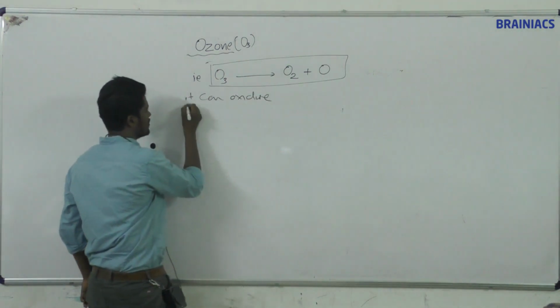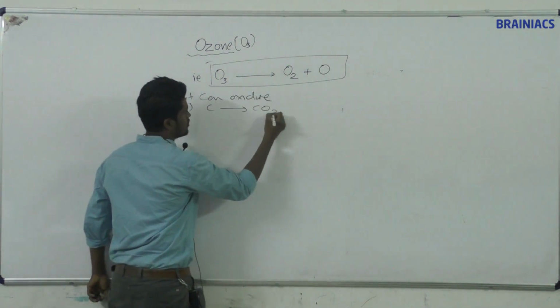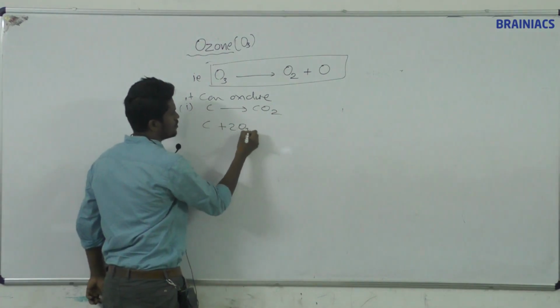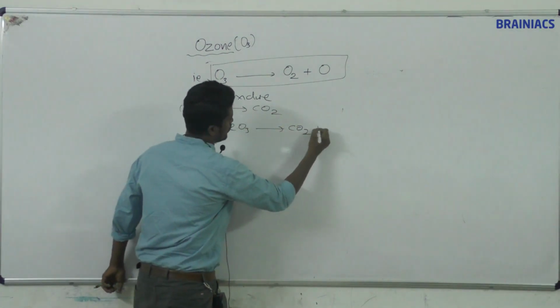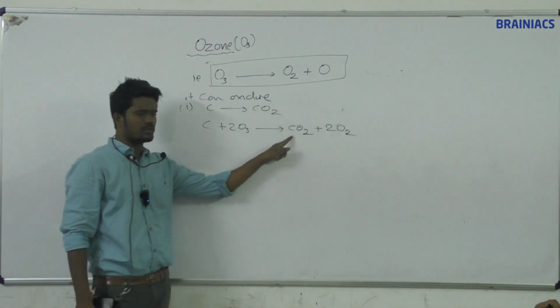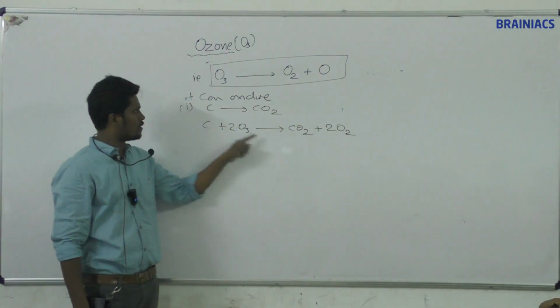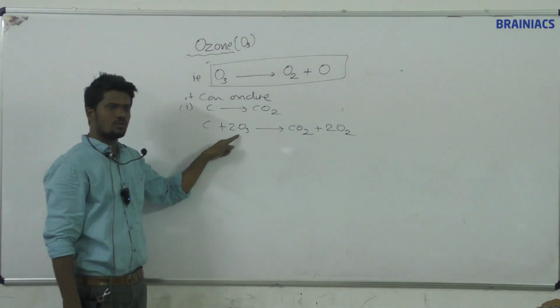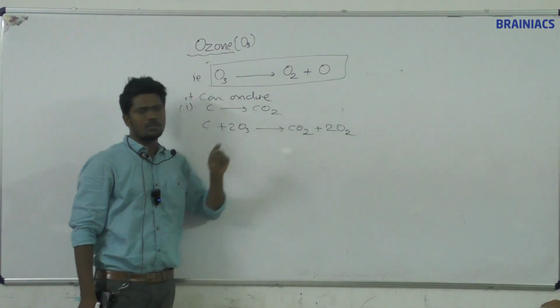It can oxidize C into CO2. So that is C plus 2O3 gives CO2 plus 2O2. How many monoxygen are required here? 2 monoxygen are required. So how many ozone? 2O3. So it gives CO2 plus 2O2.